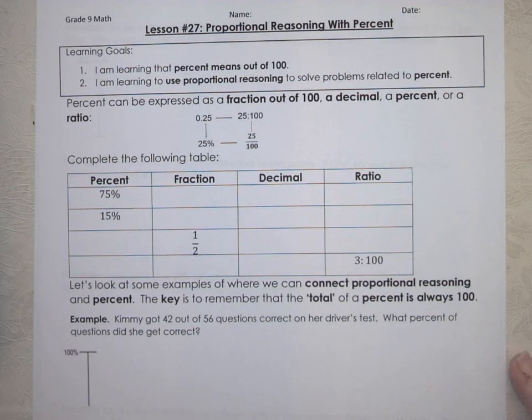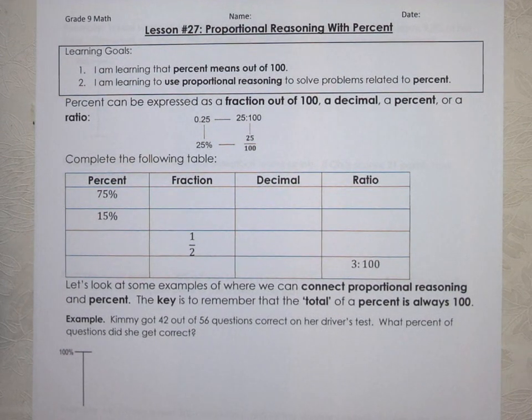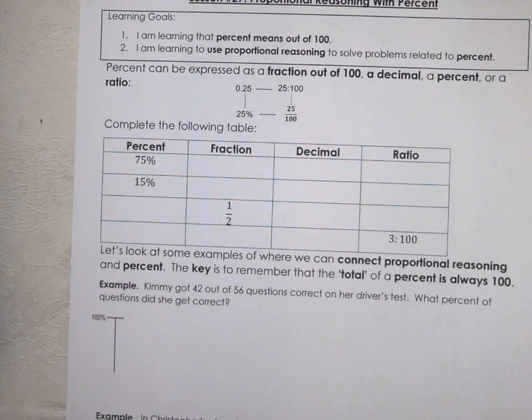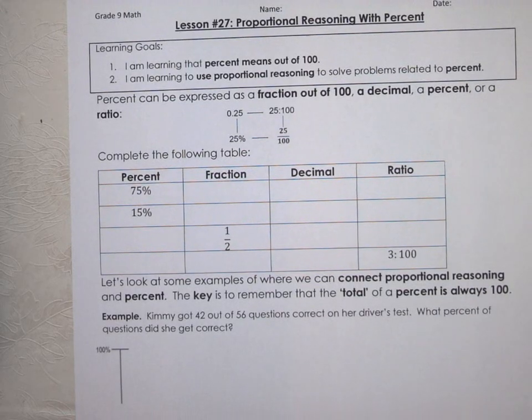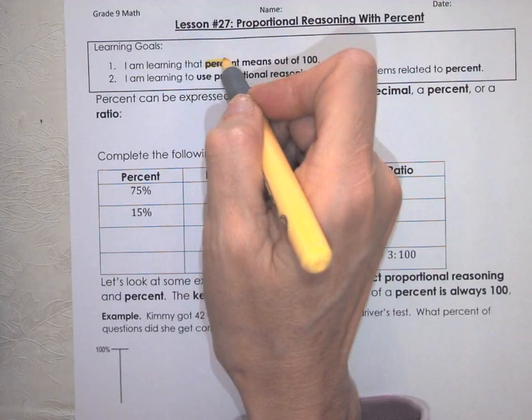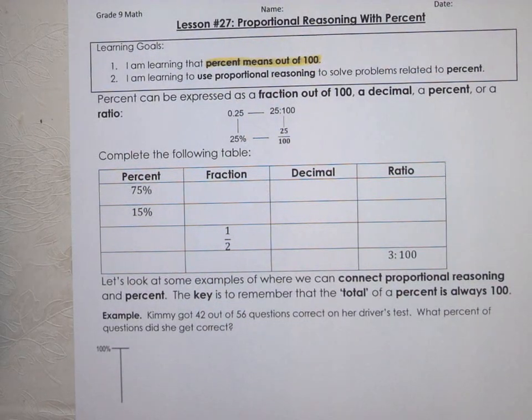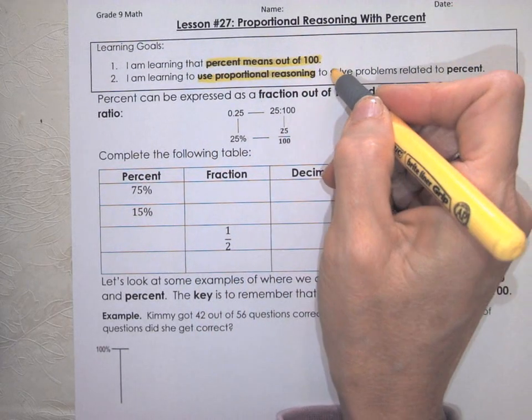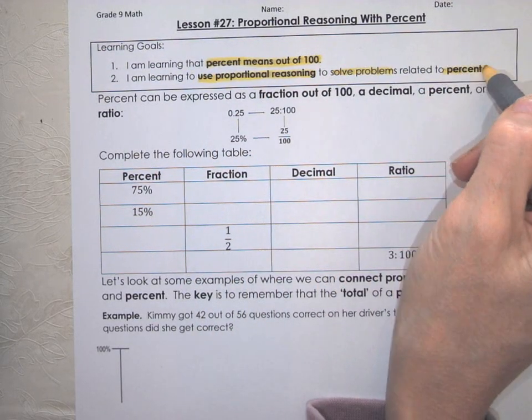Hi everyone. Today our lesson is on proportional reasoning with percent. And we're learning, first of all, that percent means out of 100. Hopefully that's something you brought with you from elementary school. So percent meaning out of 100, super important. And we're going to learn to use proportional reasoning, which we've been working on in this unit, to solve problems related to percent.